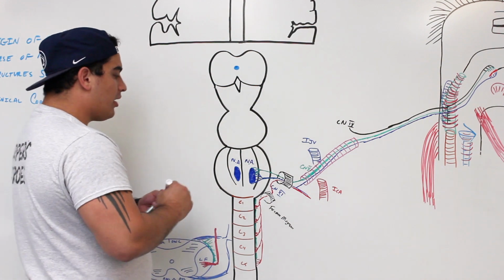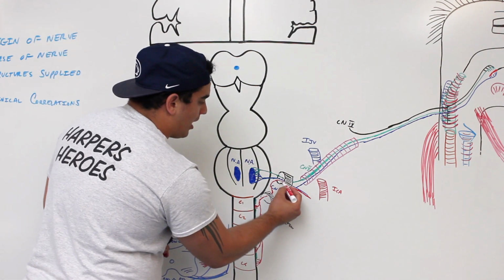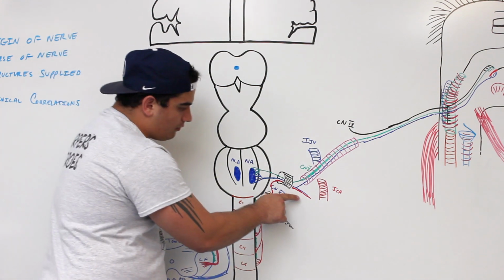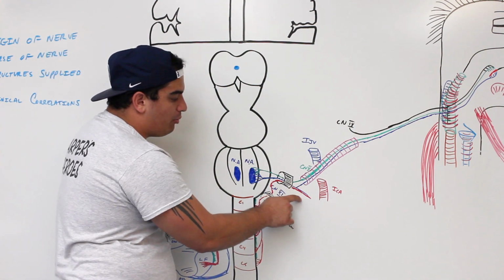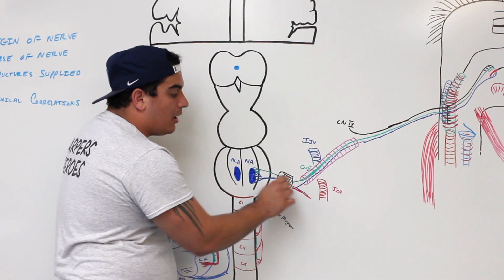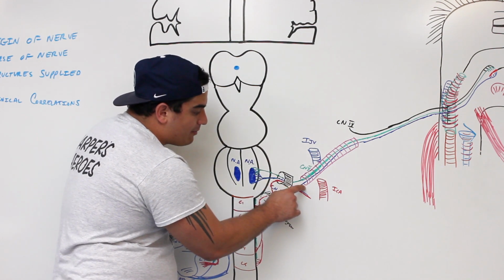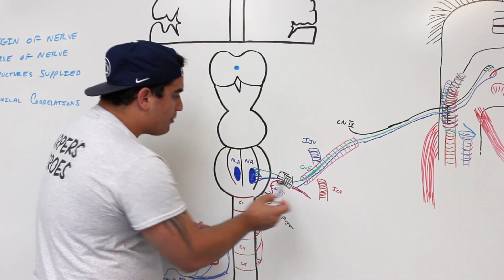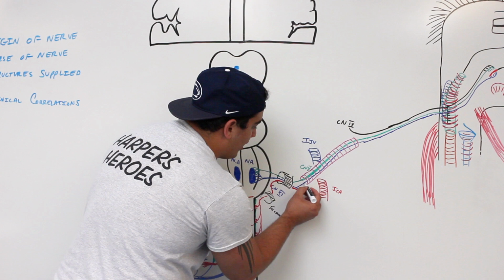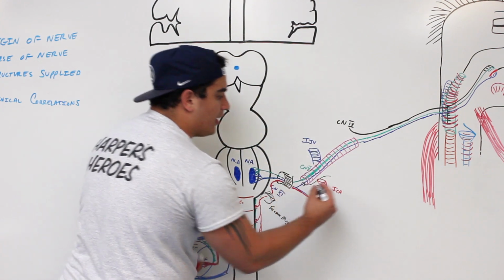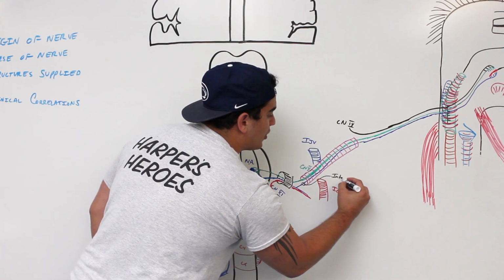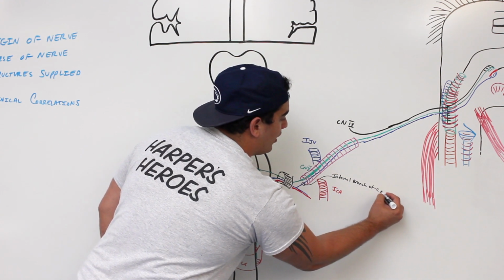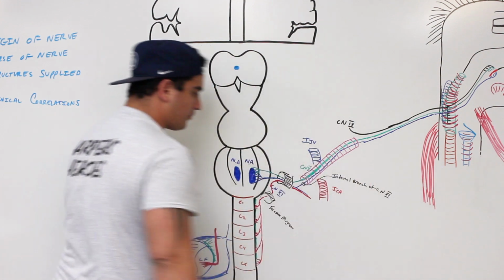Now here's where we got to be a little bit more specific about what that branch is that moved with the vagus nerve. Because right here, this red part here and this blue part there, that is the accessory nerve. But it gives off two branches. This branch here that moves with the vagus nerve, what is that branch called? This branch here that moves with the vagus nerve within the carotid sheath is called the internal branch. Okay, that's the internal branch of cranial nerve 11.